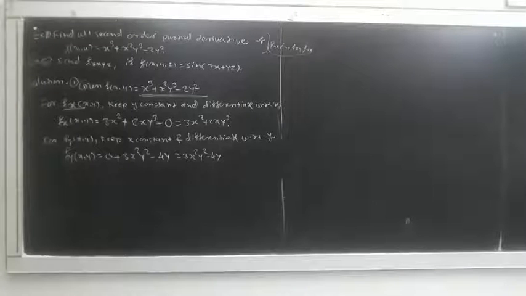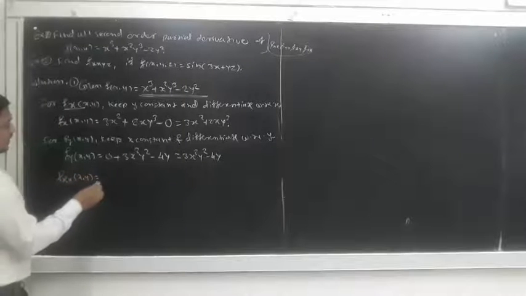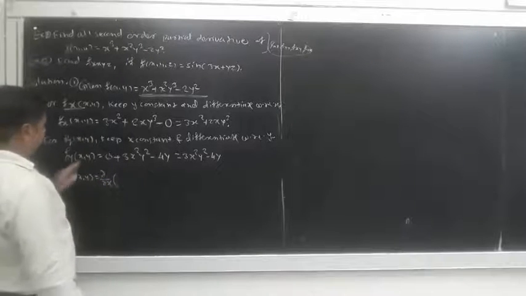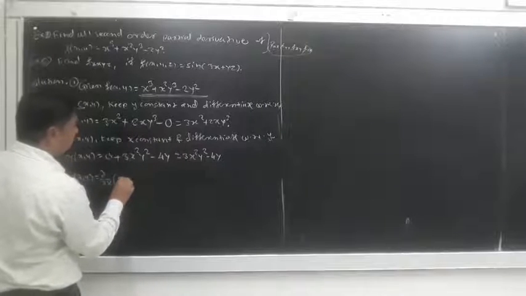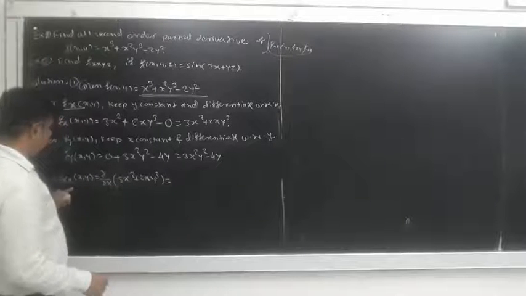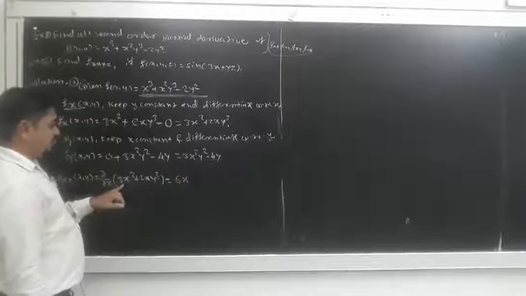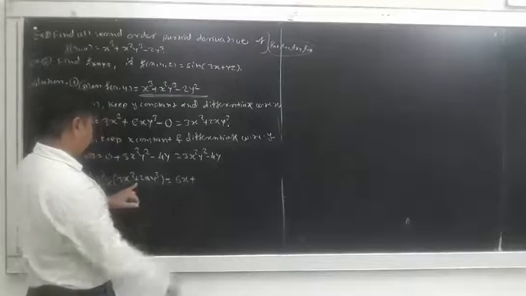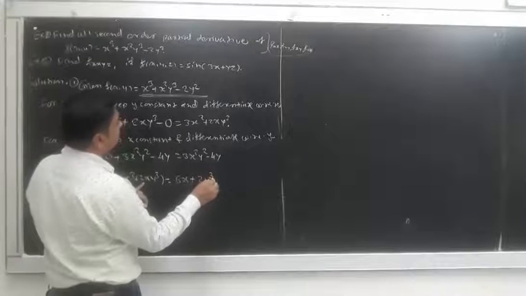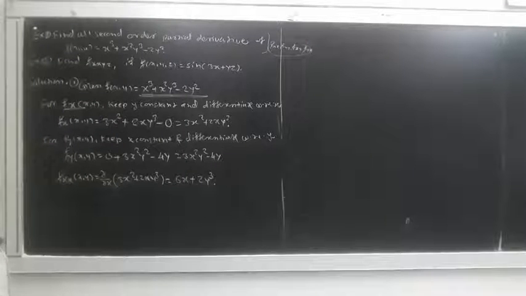Now we have to find fxx. So fxx(x, y) is the derivative with respect to x of fx, and what is our fx? fx is 3x² + 2xy³. Differentiating, y is constant again, so it should be 6x plus 2y³. So fxx = 6x + 2y³.